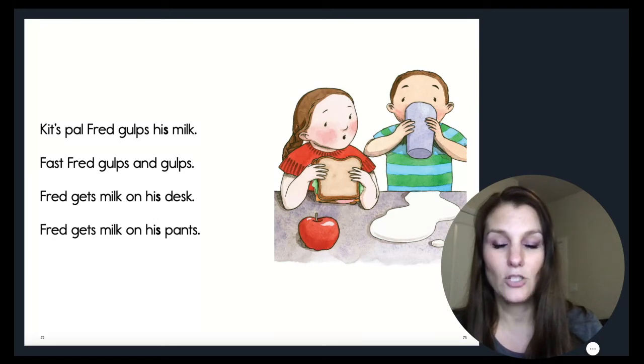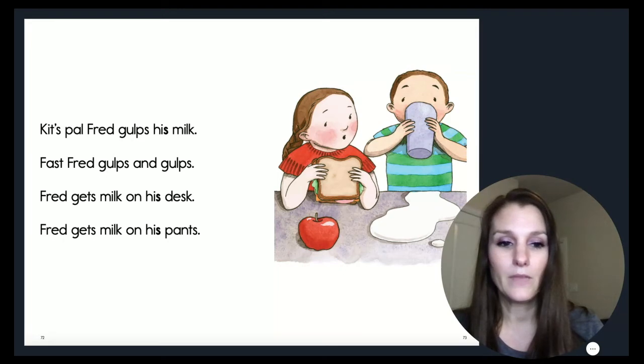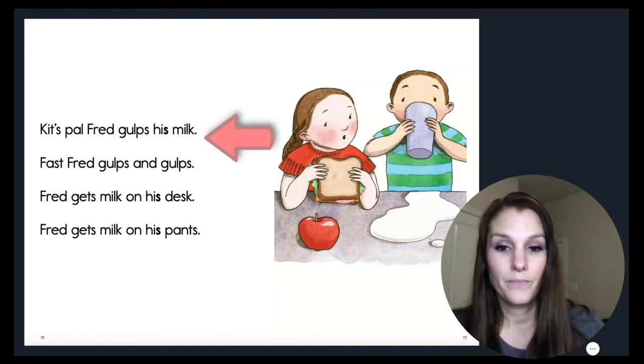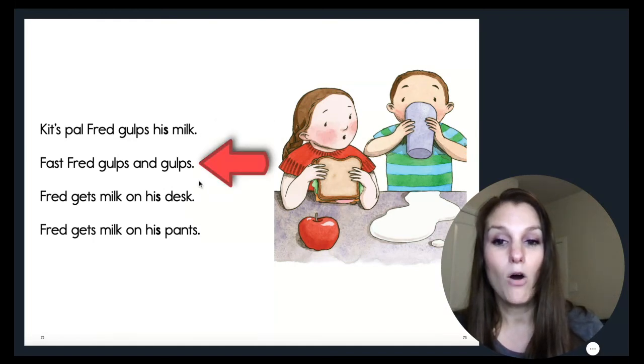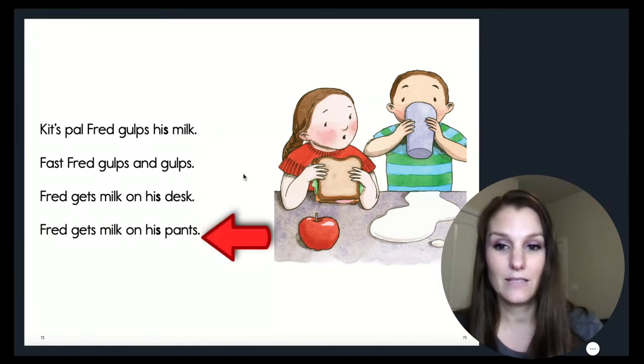Does this page have any quotation marks? No, it doesn't. Does this page have any commas? No. Does this page have any exclamation points? No, that's right. What does each sentence on this page end with? That's right, they all end in periods.